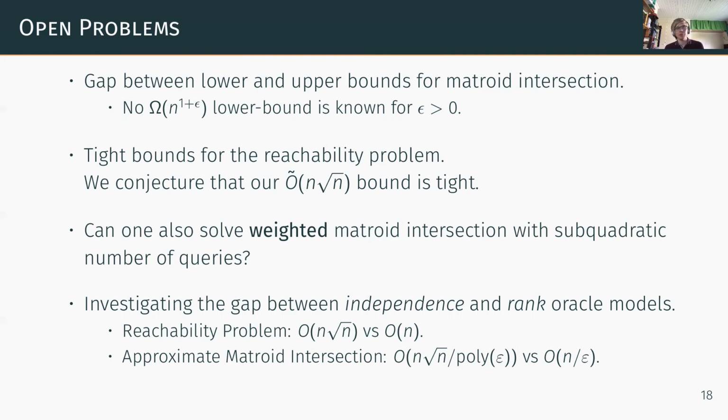So our final open problem we list here is to investigate the gap between the independence and the more powerful rank oracle models. If we just look at a few problems in these models, say the reachability problem, we see that it can be solved in n squared n time by our algorithm for independence queries, but there is a very simple linear algorithm for rank queries. And also in the approximate case, we have the same kind of gap where there's an n squared n algorithm with independence queries and a linear algorithm for rank queries.